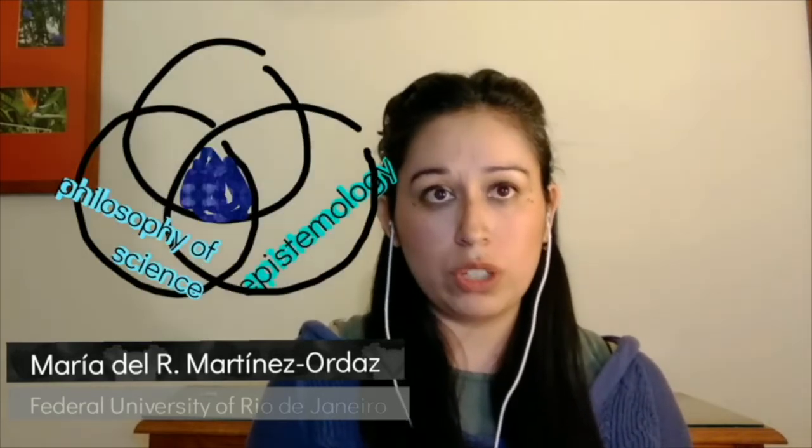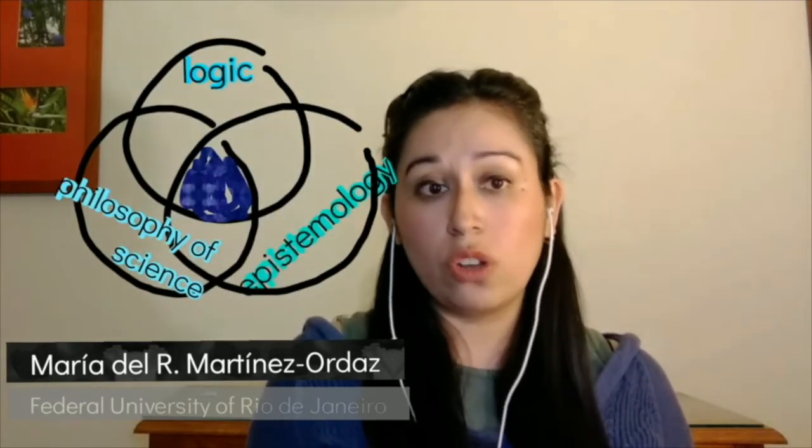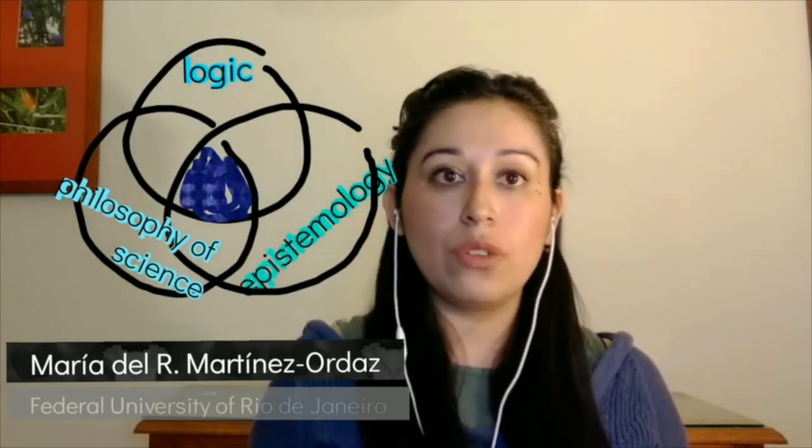I am a philosopher of science working at the Federal University of Rio de Janeiro in Rio de Janeiro, Brazil. I work in the intersection of philosophy of science, epistemology, and logic, especially non-classical logics, for the study of scientific reasoning in defective contexts. And today I'm very happy to talk to you about how adaptive logics can help us to study scientific reasoning. So in order to do something like that, I'm going to start sharing my screen.